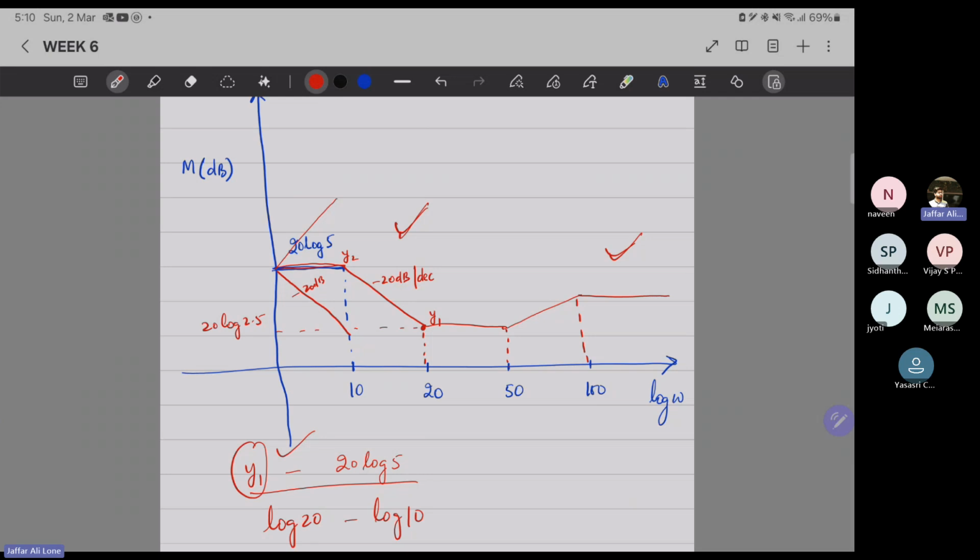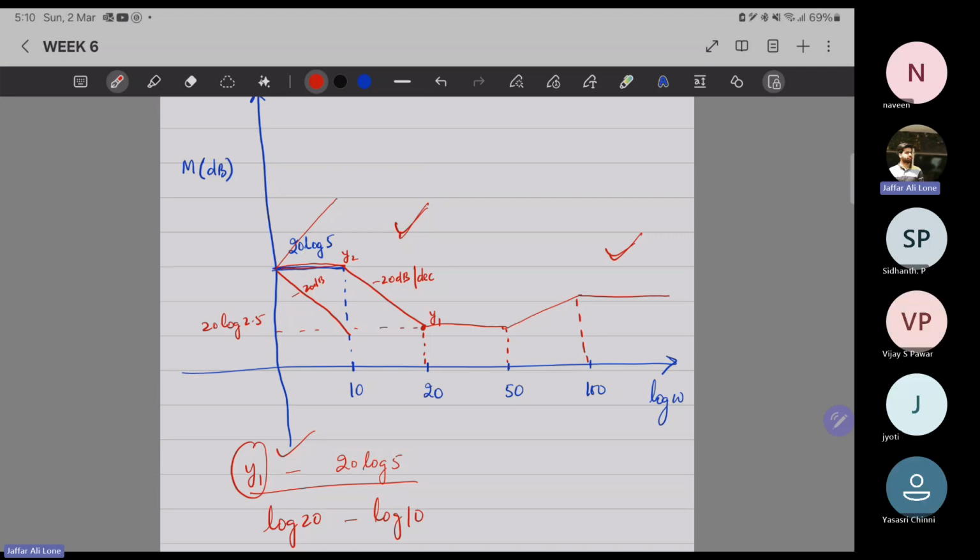So whenever you are given a Bode plot, you should be able to recollect the transfer function by looking at the Bode plot, because you identify that if there is a pole, the slope will be minus 20 dB per decade. If there is a zero, the slope will be plus 20 dB per decade. Then you can easily write that in the standard time constant form, and then you will be able to find the transfer function. Right. But the challenge is how to find the value of gain k.